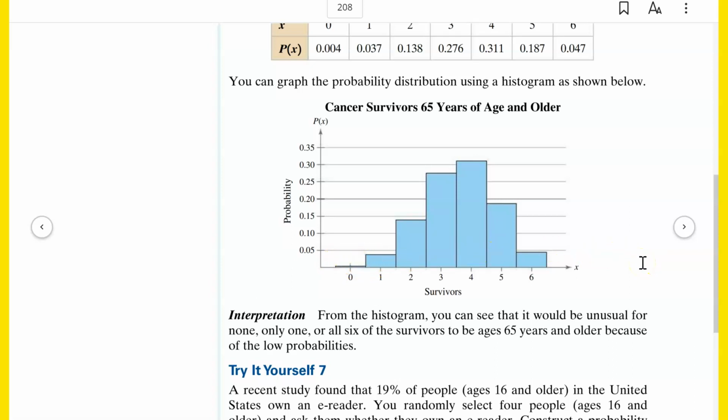In fact, for a binomial distribution, anytime the probability of success is less than 50%, it's going to be skewed left. Anytime the probability of success is greater than 50%, it's going to be skewed right. And anytime the probability of success is exactly 50%, it's going to be a perfectly symmetrical distribution, the same on the left and the right and not skewed either way.